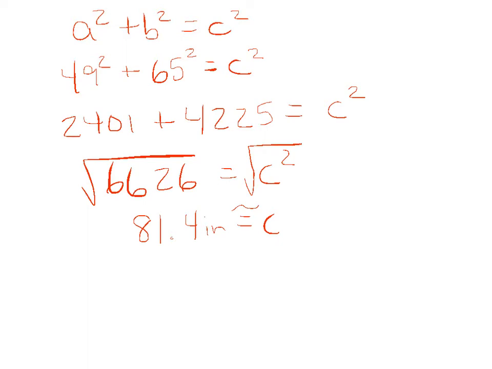I found the sum of those two sides to be 6,626, which is equal to c squared. Then I took the square root of both sides to find that c is equal to about 81.4 inches. So that's my final answer. Then I can go back to the first slide if I want and write in 81.4 inches.